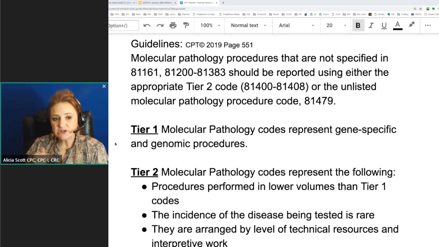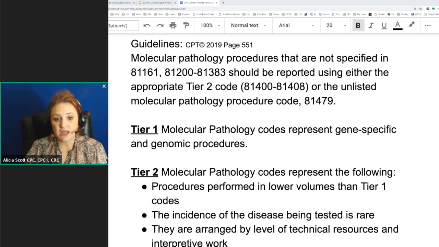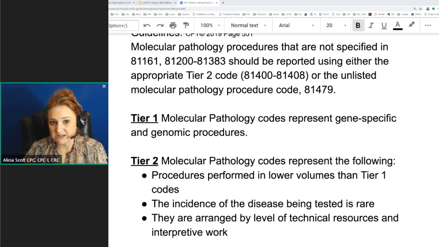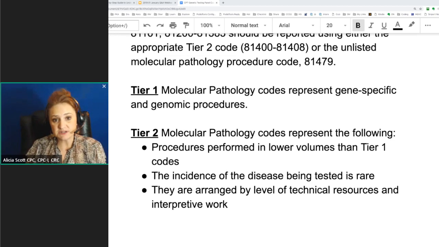Now, when we talk about molecular pathology procedures, and if they are not specified in 81161 and then the code range of 81200 through 81384, okay, then they're going to be reported using either the appropriate tier 2 code, which gives you a code range 81400 through 81408, or they're going to use that unlisted code that this person mentioned, the 81479. And to be able to make that determination we need to understand what the difference is between tier 1 and tier 2.